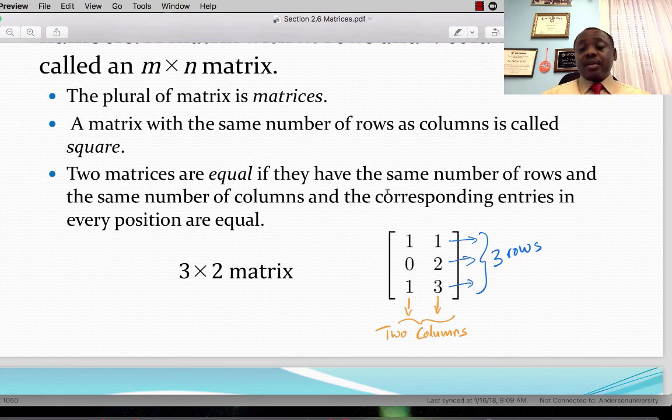Two matrices are equal if and only if, number one, they have the same number of rows and the same number of columns, and number two, corresponding entries are equal. So they have the same dimension. If we say a 3 by 2 matrix, it means the matrix has dimension 3 by 2.